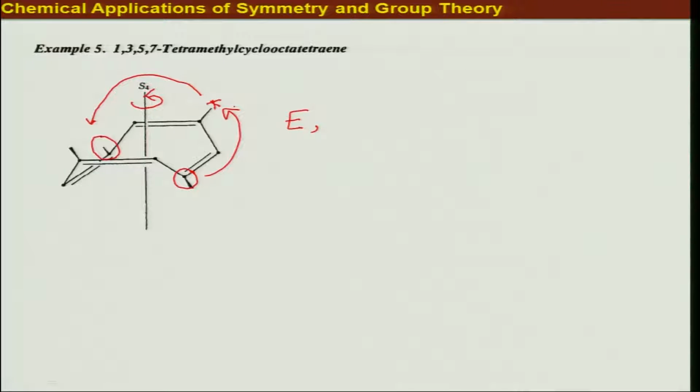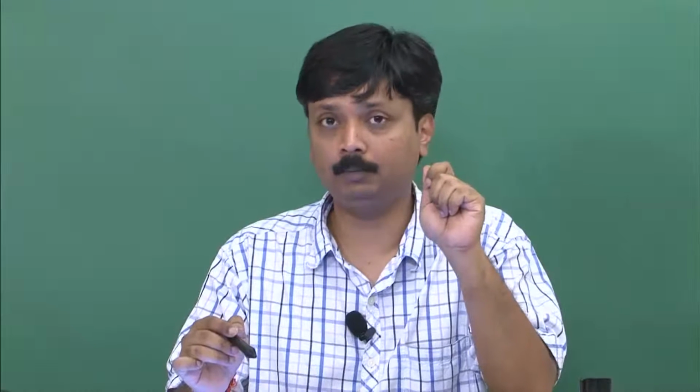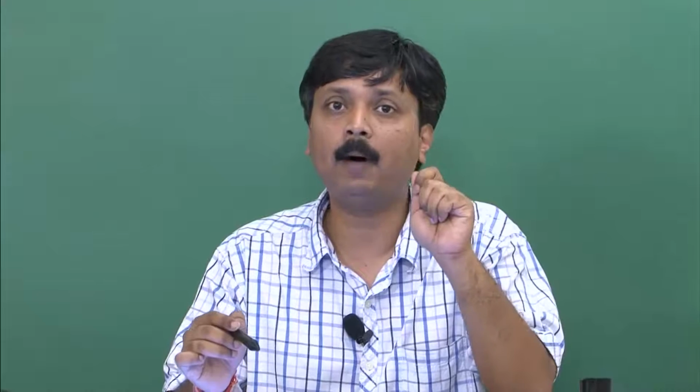Now, if there is an S4, we have learned in one of the previous classes that for an even order improper axis of symmetry, when n is greater than 2, one always will have a proper axis of symmetry which is like Cn by 2.